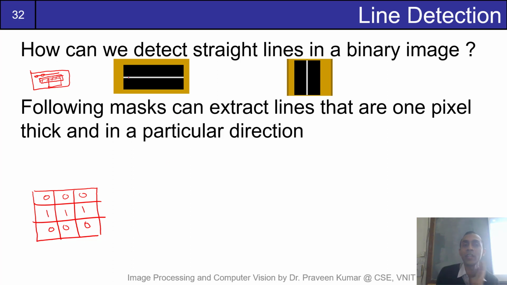So I want the highest response for just those locations where there is a single pixel thick line, and at every other location the response should be less than that. So how should we modify this coefficient values? How should we modify this filter values?